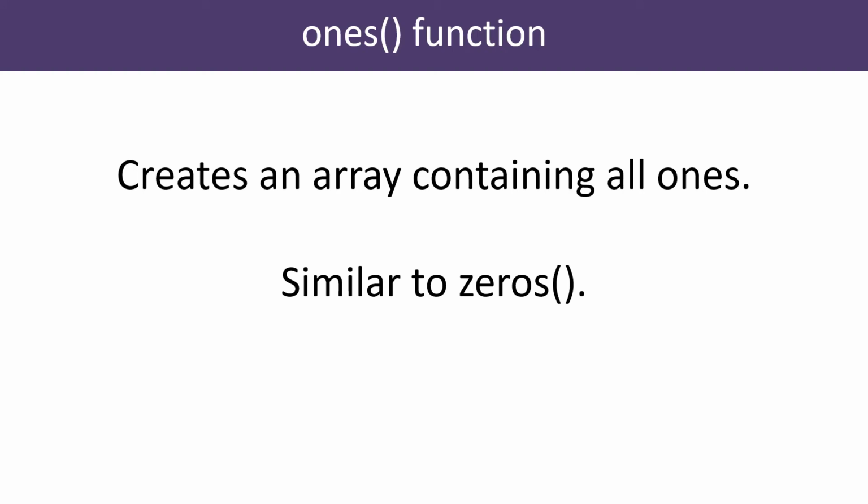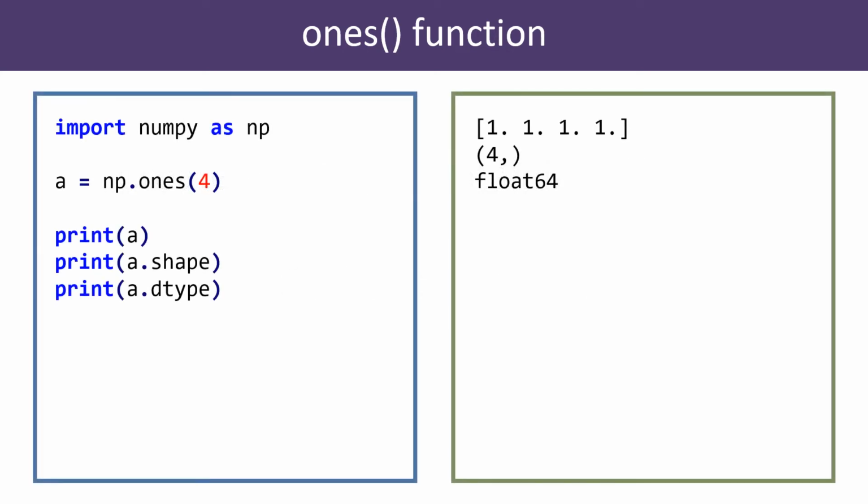The ones function works in exactly the same way as the zeros function, except that it creates an array filled with ones. Here is the code and the result. Similar to the original zeros example, we've created an array of length 4 and type float64, but this time it's filled with ones.